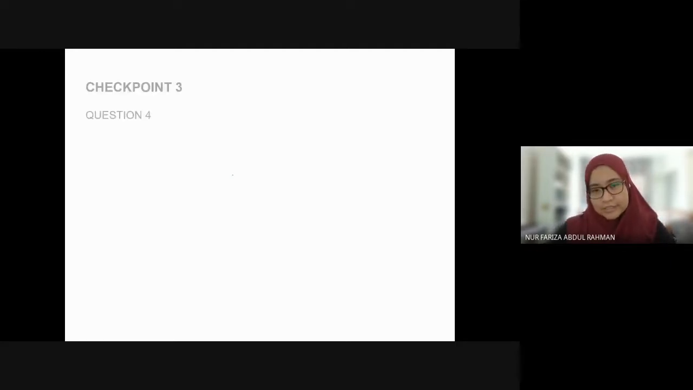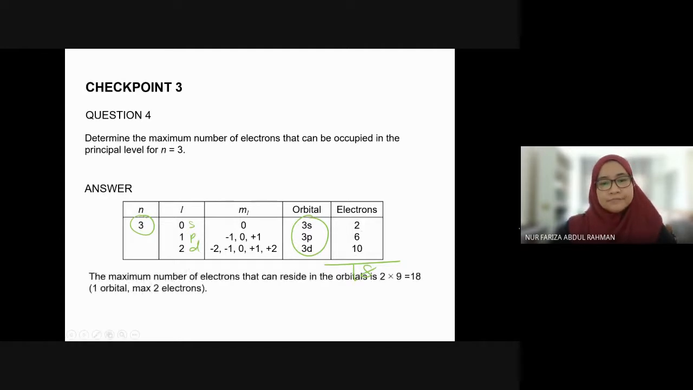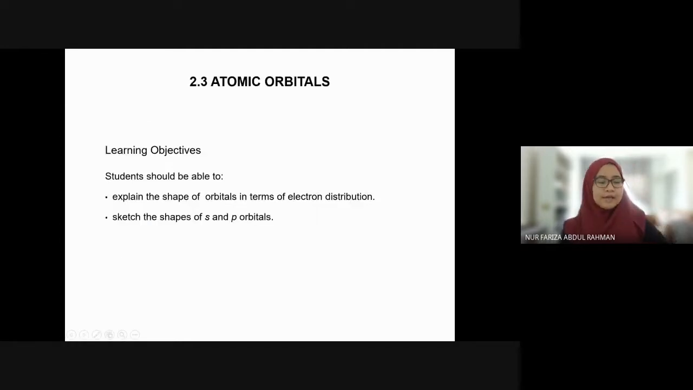Okay, so the answer is, so the total will be 18 lah. Okay, total up everything we got 18. So these are the subshells that can be present for N is equal to 3. Okay, so this is S, this is P, this is D. Alright, okay, we are done with that.